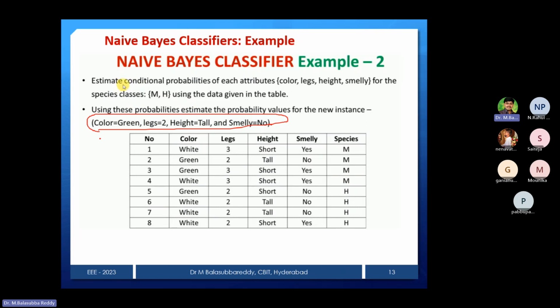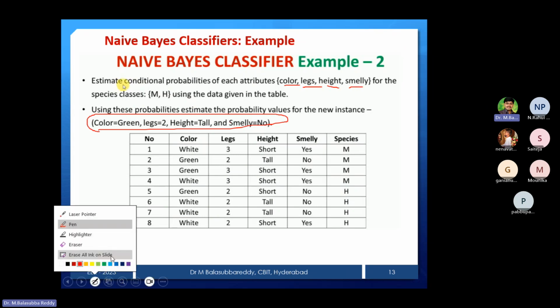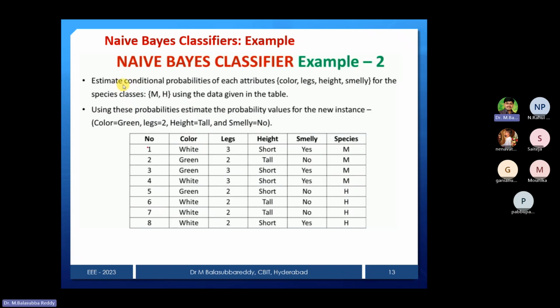In a similar manner, here also the question mentions two things. What is the estimation condition? Color is this one, legs are this many, height is this, smell. These are the features. Now we can see the available dataset first. There are 8 instances given. The first instance: color is white, legs are 3, height is short, smell is S, let it be.